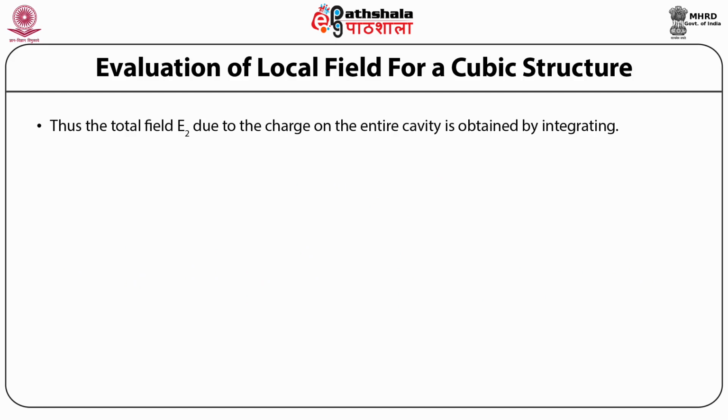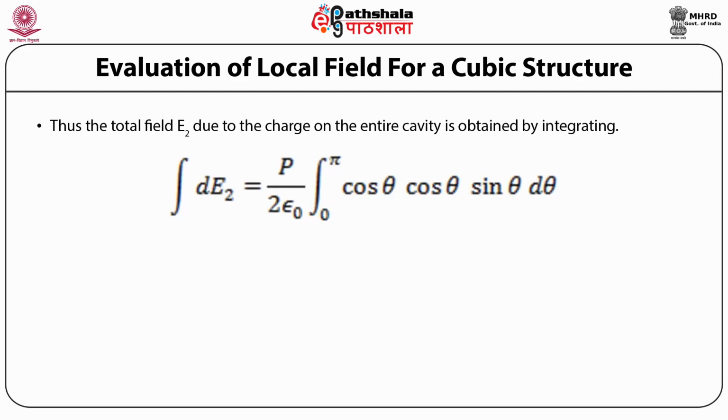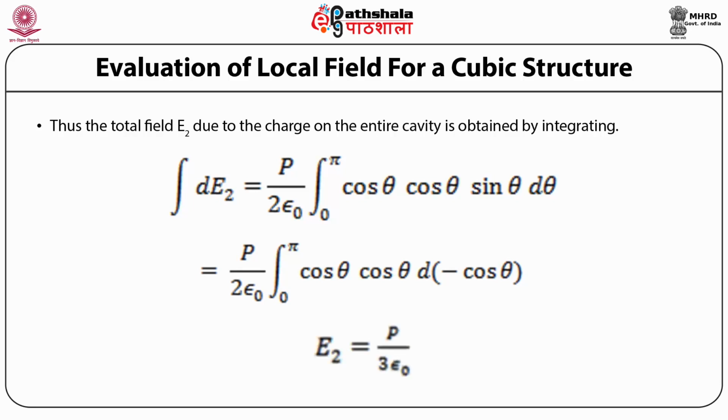Thus, the total field E2 due to the charge on the entire cavity is obtained by integration over dE2, which is P/(2ε0) times the integral from 0 to π of cos²θ sin θ dθ, which becomes P/(2ε0) times the integral of cos²θ d(−cos θ), and we get E2 = P/(3ε0).